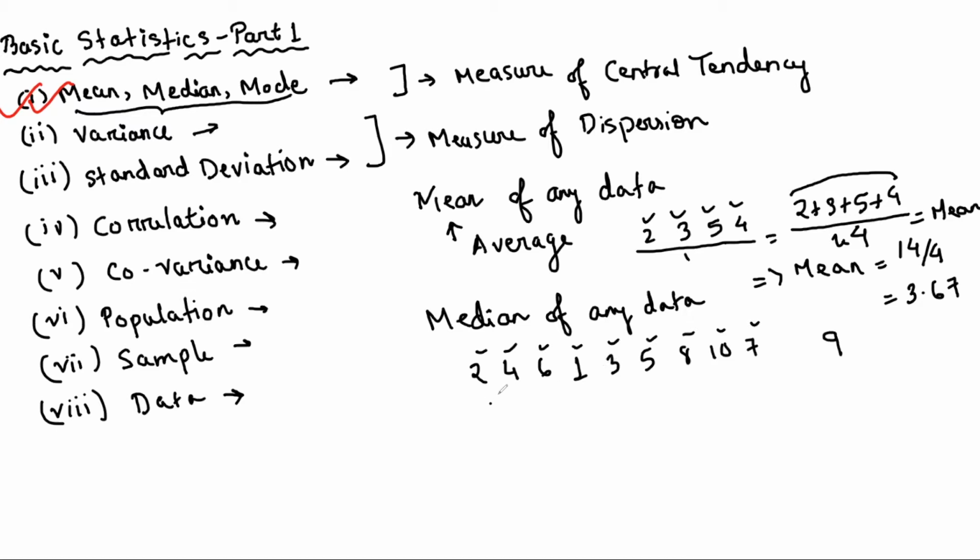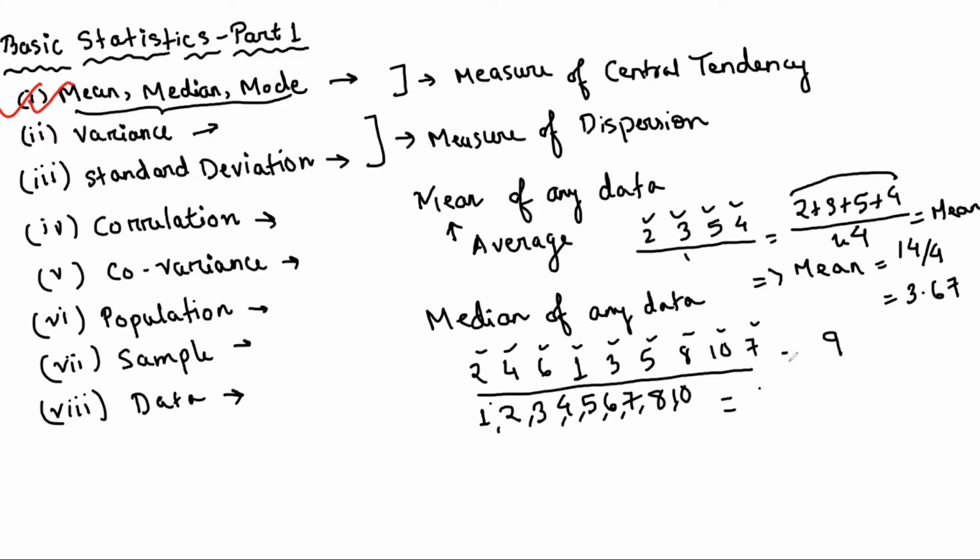Okay. So first of all, we have to sort this data. How will we sort? So 1 will come here, then the next number is 2, then 3, then 4, then 5, then 6, then 7, then 8, and finally 10. After sorting this data, what will we do? We'll add them. Sorry, we'll not add them.